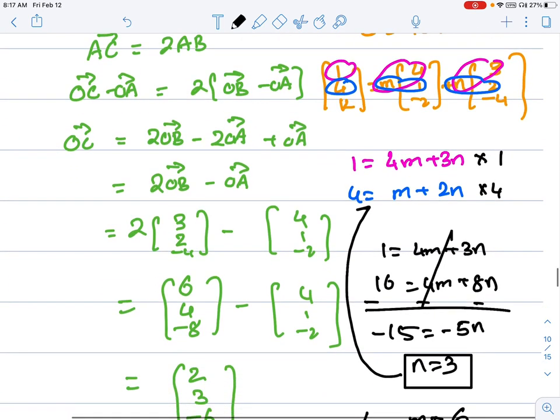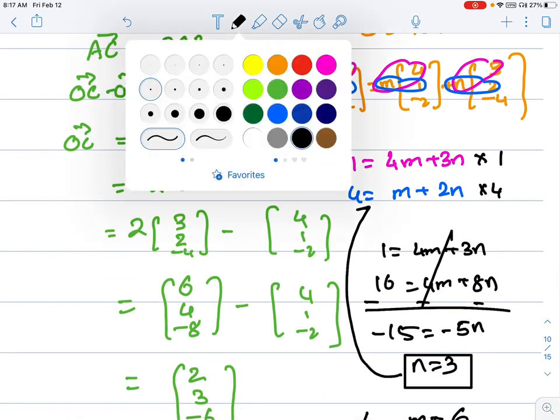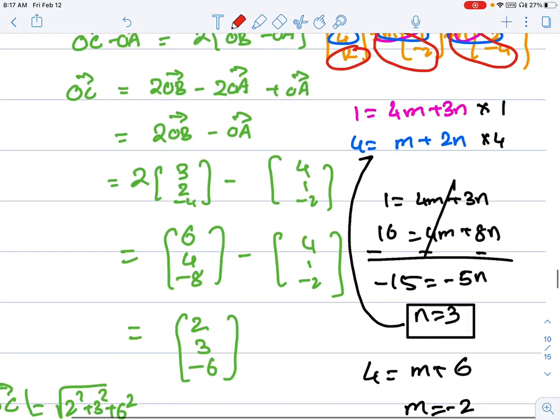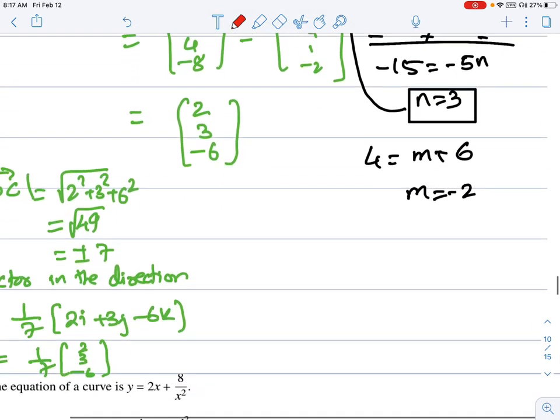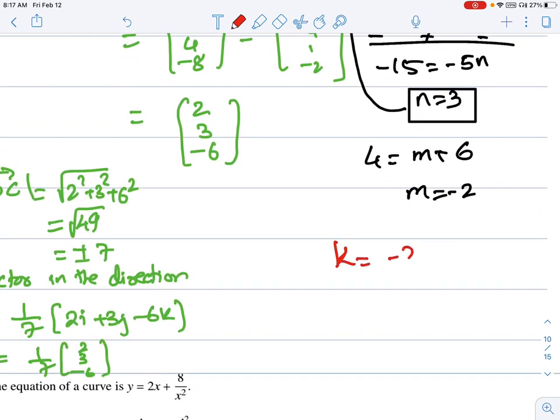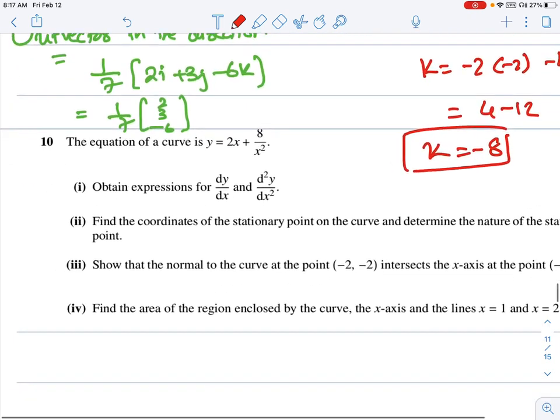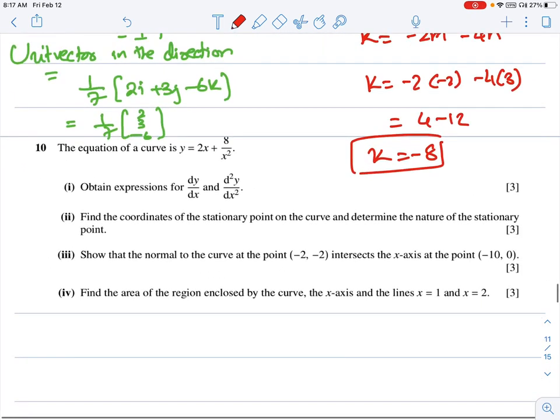So once I get m is equal to negative 2, what am I going to do? I am going to take the last one. The last one is k is equal to 2 minus 2m minus 4n. So k is equal to minus 2 times minus 2 minus 4 times 3. So 4 minus 12, k is equal to minus 8. So what is the value of k? k is minus 8.